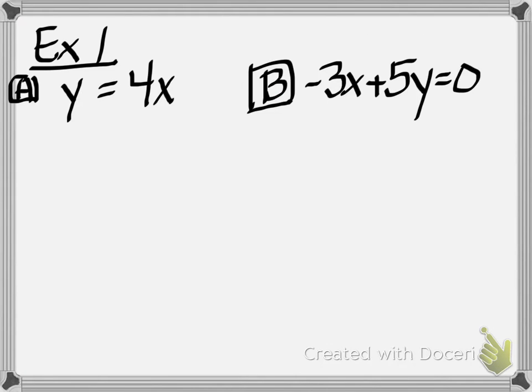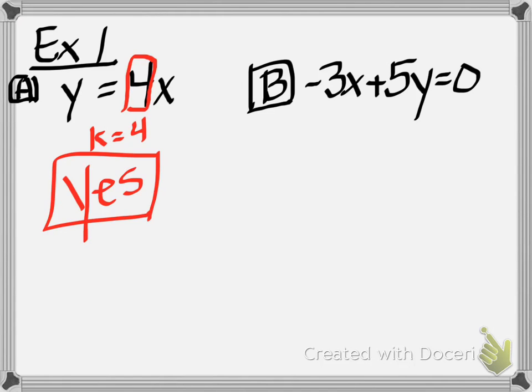In example 1, you're just supposed to determine whether or not it is a direct variation. So we have y equals 4x. Well, y equals kx. So my k is 4, k is a number. Yes, this is a direct variation.